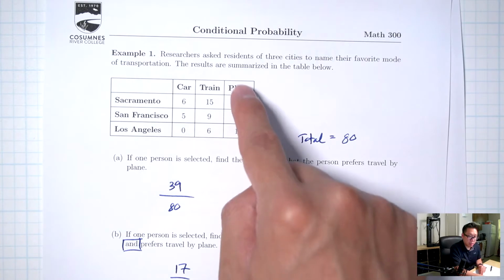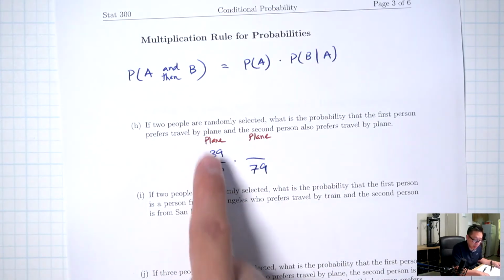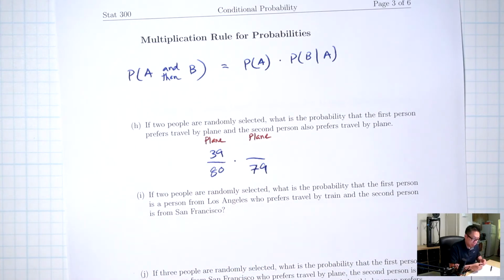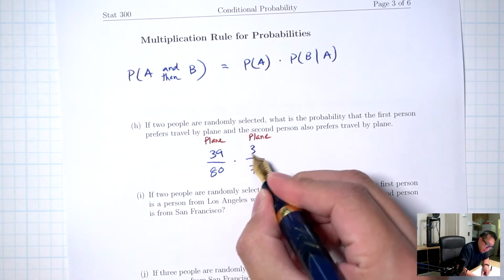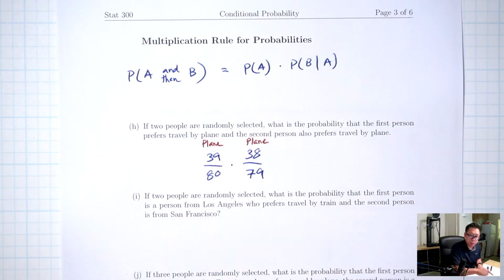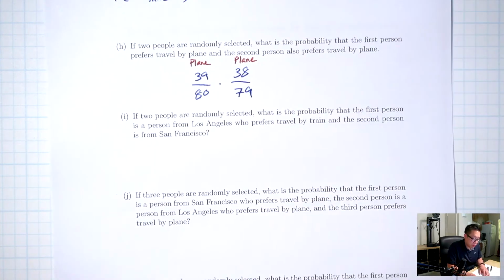We also have to take into account that we already picked the plane person for the first slot. So 12, 10, 17 is 39. I don't have the full 39 because I already used one plane person for the first slot, which means I'm down by 1 to 38. Okay, and that's how you use this multiplication rule. All right, so let's try a couple more examples.